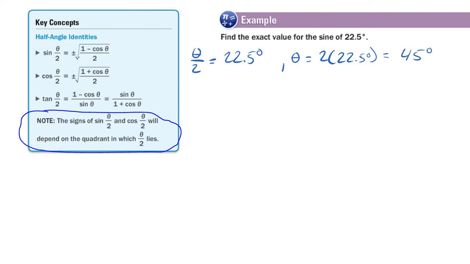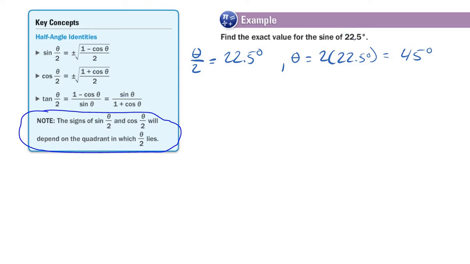We're going to use this formula. How do I know if it's plus or minus? This is something we get hung up on. It can only be one of those. It can't be both. Well, what I've circled here is the key. The signs depend on the quadrant in which your half angle lies. So let's think about it.